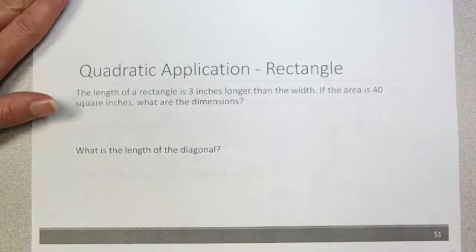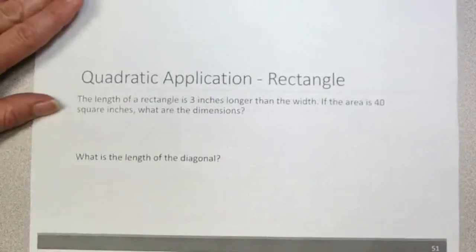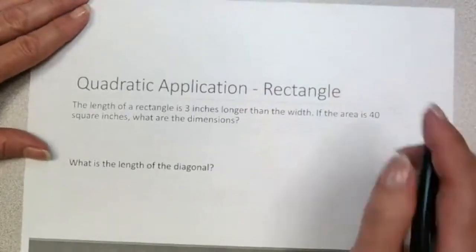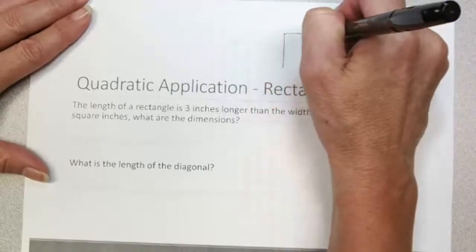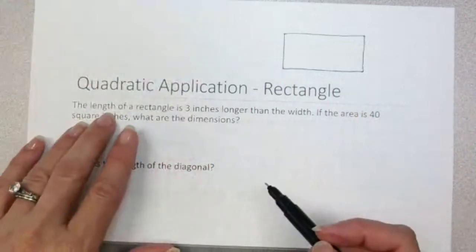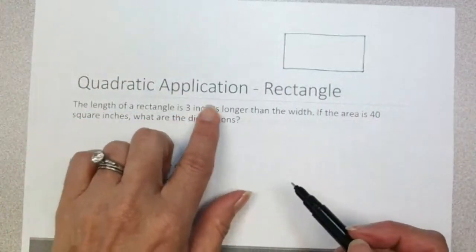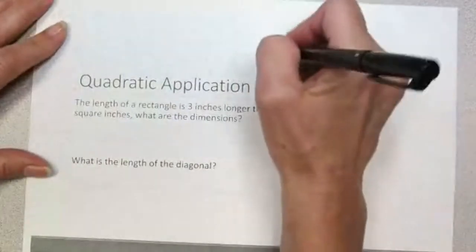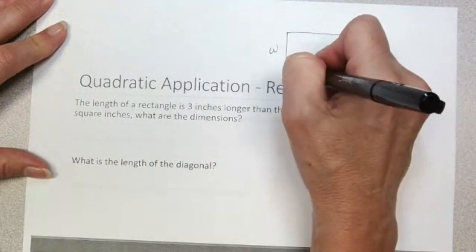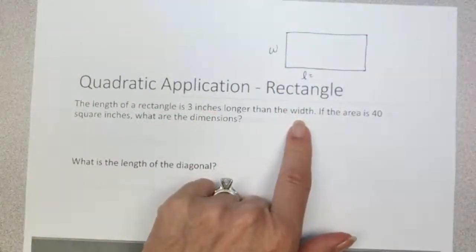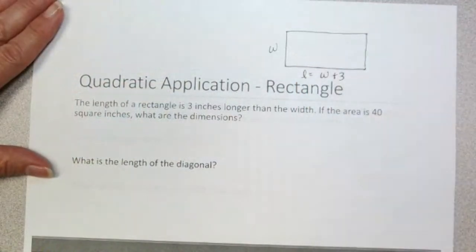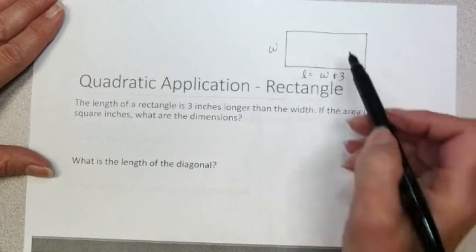Well, anytime that you're solving an application and it lends itself to a diagram, you should draw the diagram. So let's do that. Let's draw a rectangle. Maybe we'll put it up here. There's a rectangle. Okay, and they're telling us that the length of this rectangle is 3 inches longer than the width. All right, well, we'll make this side here the width, we'll make this side here the length, but the length is 3 inches longer than the width, so I could write the length as W plus 3. Okay, now there's my diagram.